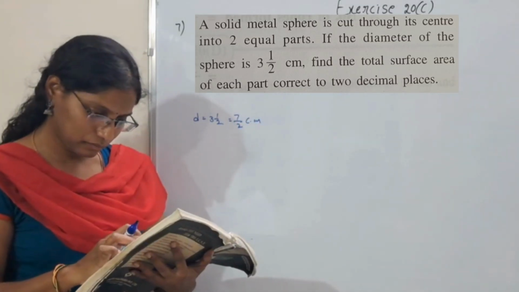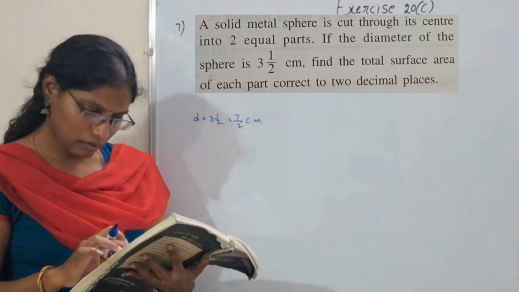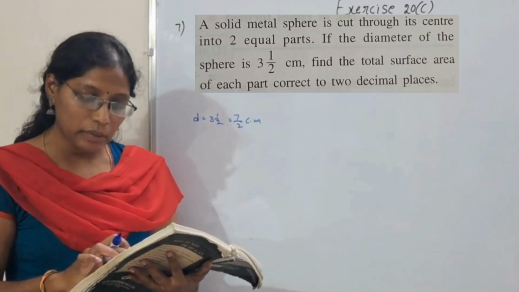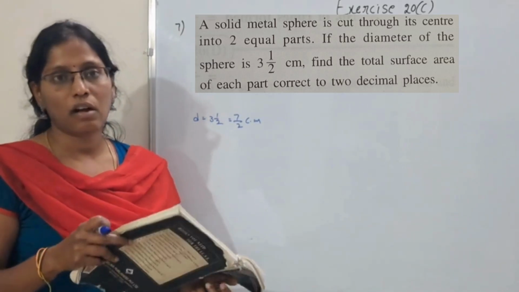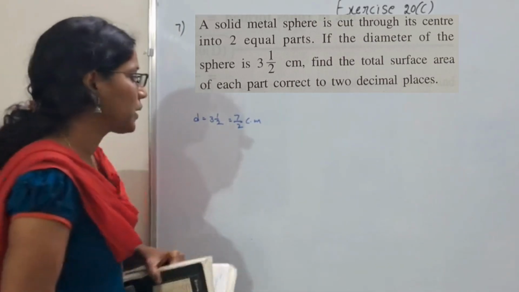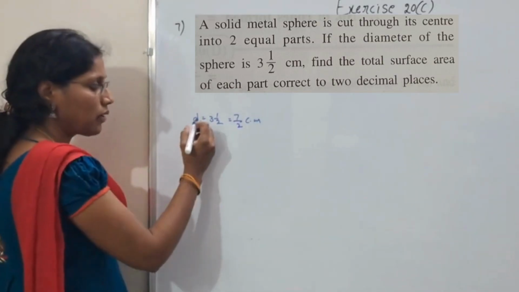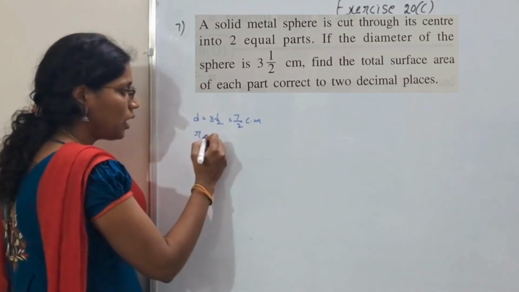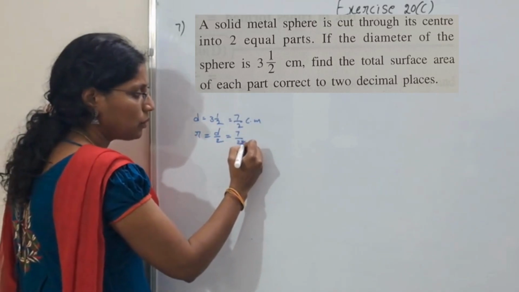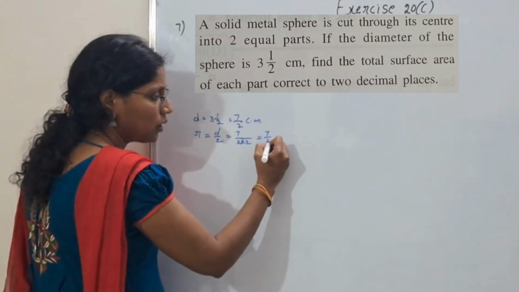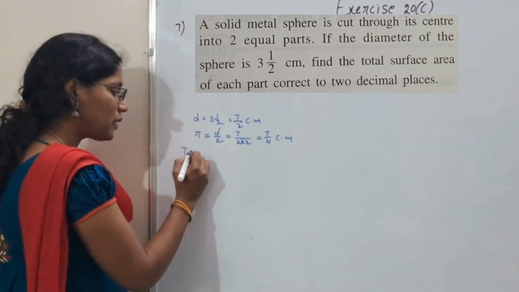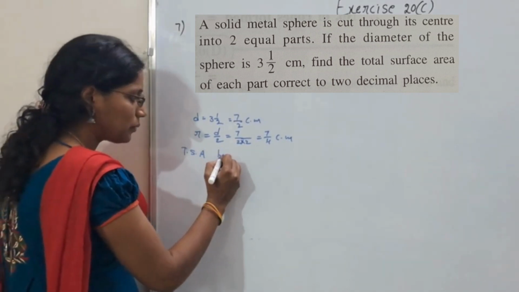Next, given the diameter, find the total surface area of each part, means total surface area of the hemisphere, correct to 2 decimal places. Here diameter they have given. Radius, how to find out? Radius is equal to diameter by 2. 7 by 2 into 1 by 2. 7 by 4 centimeters. This is the radius of the hemisphere. Total surface area of the hemisphere.